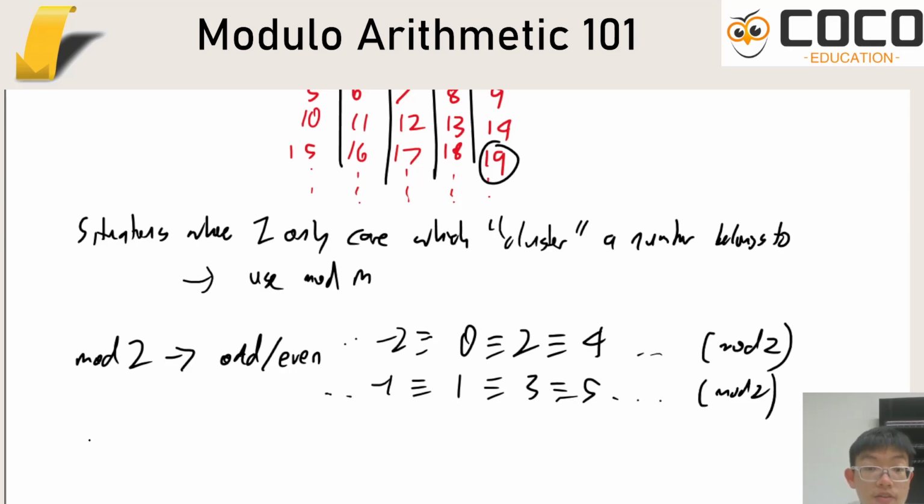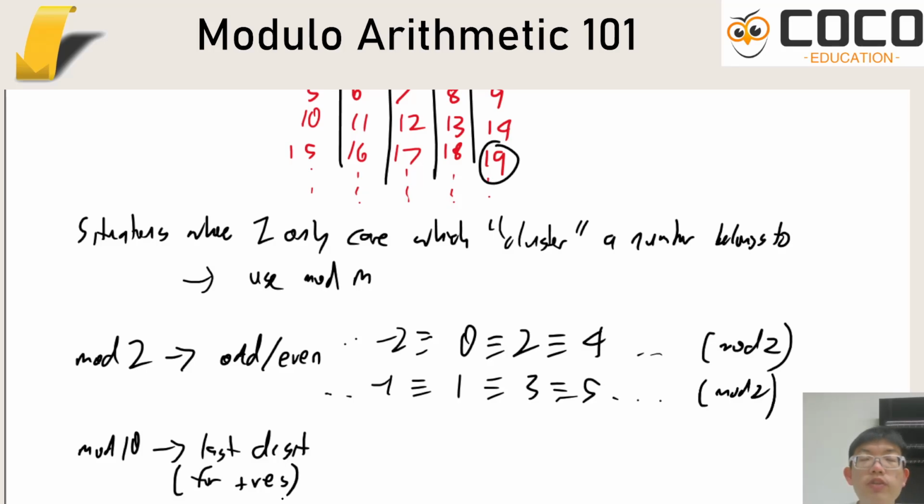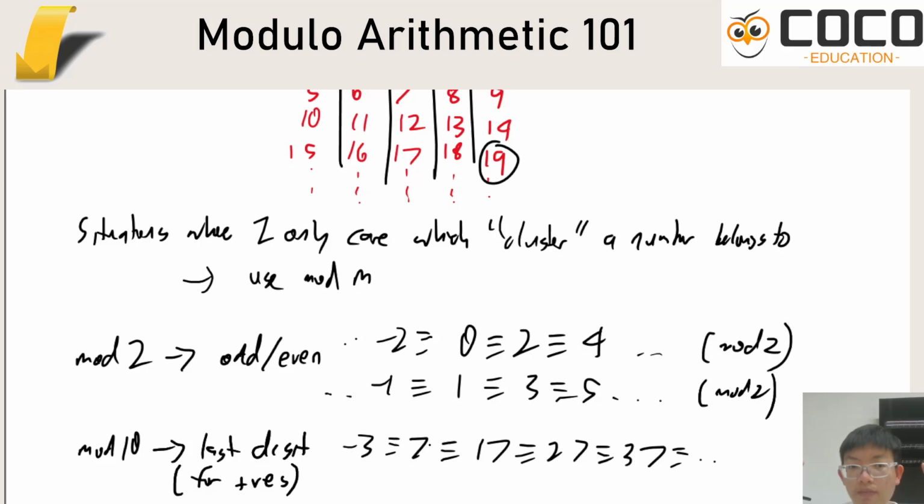Now, mod 10, for instance, would be the last digit for positives. For negatives, that would not be the case, but I could say, for example, 7, 17, 27, 37, all of these belong to the same thing mod 10. However, it would also be congruent to -3, so that's where the last digit breaks down because you're landing in negatives.